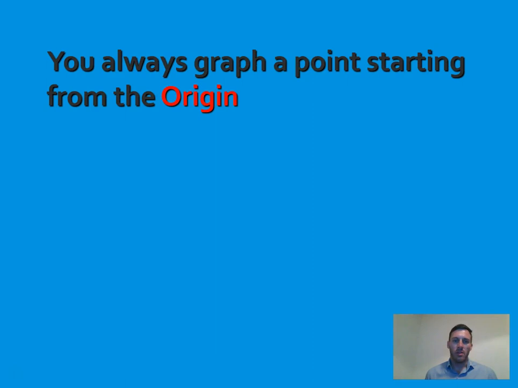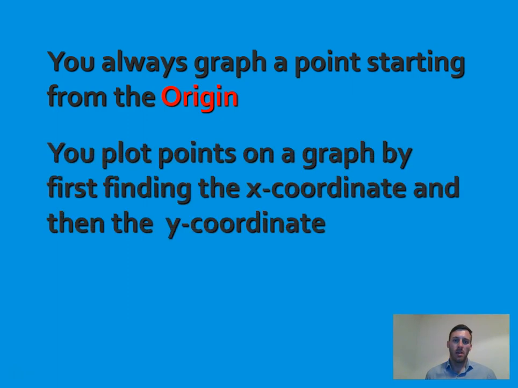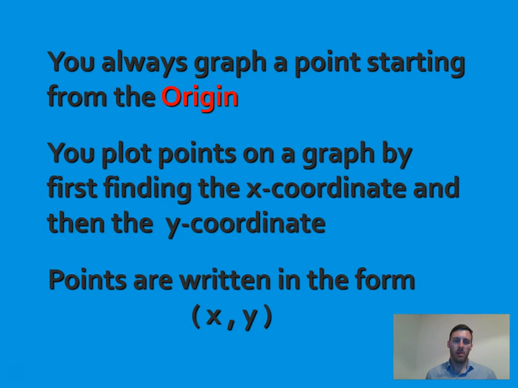You always graph a point starting from the origin. You plot the points on the graph by first finding the x-coordinate and then by finding the y-coordinate. Points are written in the form open bracket x, comma, y, close bracket.